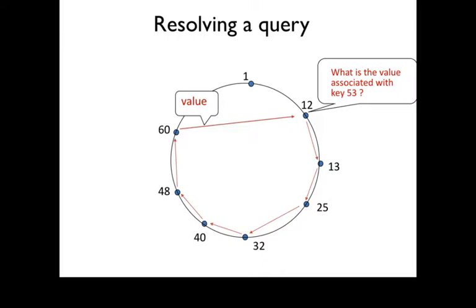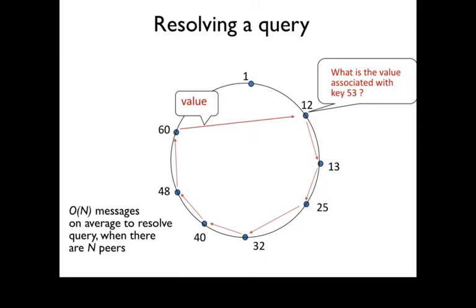And the value is returned. Sorry? Is the return direct? That's exactly what I was going to ask. Is that returned directly, or does it go back through 48, 40, 32, all the way to 12? That depends on the implementation. I think you can go directly. Actually, going directly is probably the easiest. Otherwise, the message has to carry the path back.